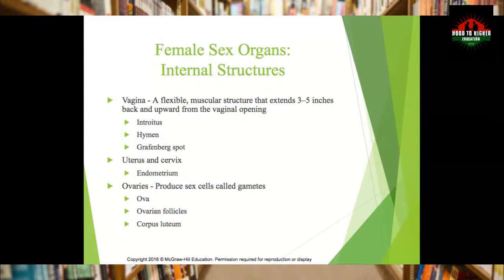Now, the vagina. Many of these words are derived from either Latin or Greek, but vagina is Latin. It's a Latin word for sheath. It's a flexible muscular structure that extends 3.5 inches back and upward from the vaginal opening. It is also the birth canal, through which an infant is born. It allows for menstrual flow to pass from the uterus, and it encompasses the penis or other objects during sexual expression, like sex toys.